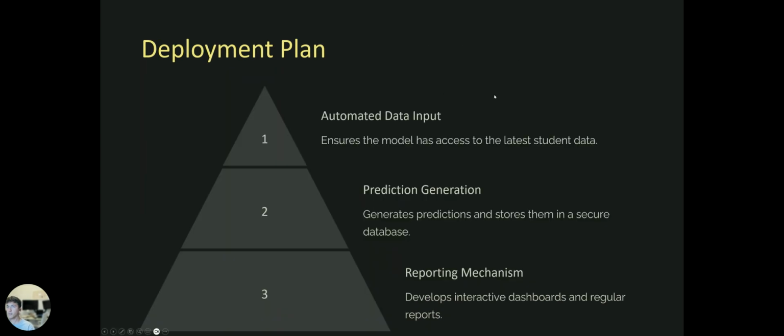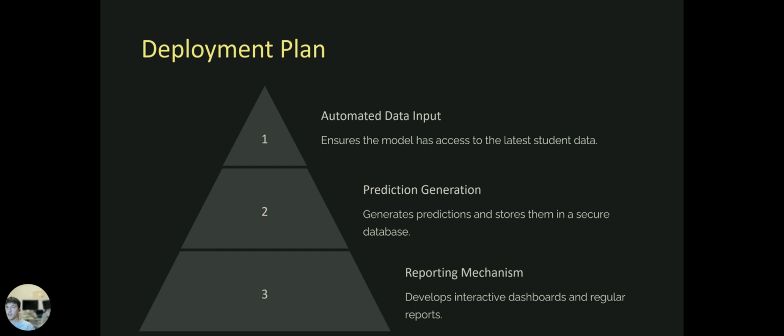Integrating the predictive model into the educational decision-making process involves several steps. First, you need to automate the data input. You're not going to get the best results if you go around and ask people. It needs to be automated, and it needs to have the latest student data. If you have data from 10 years ago, it's not going to be effective at helping students now. It needs to have the latest data for the students in courses now, so you can effectively tailor your education to them. Secondly, generating predictions and storing them in a secure database for further analysis.